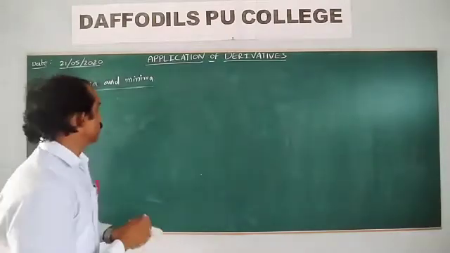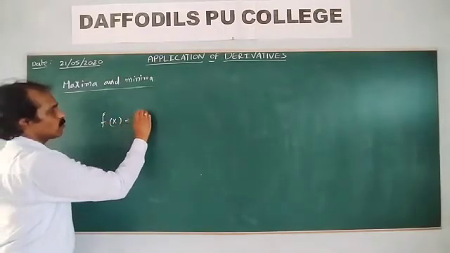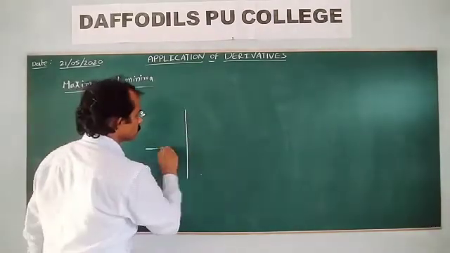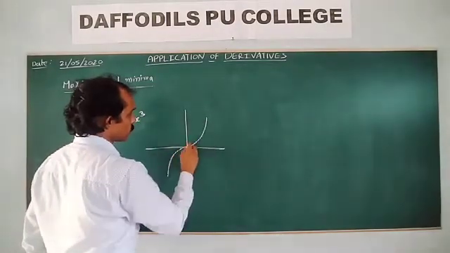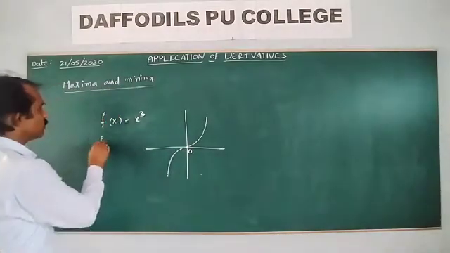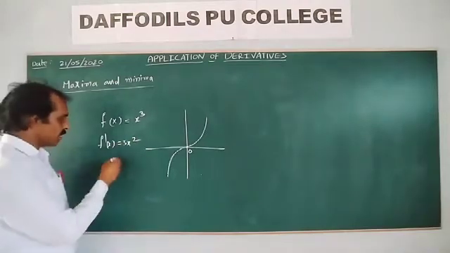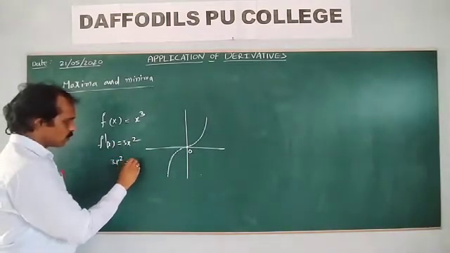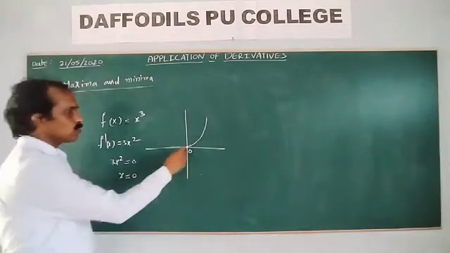Okay, let's see one more. Suppose f of x is equal to x cube. So this is a curve like this one. What is f dash x? F dash x is equal to 3x square. For getting the critical point, 3x square is equal to 0, so x is equal to 0.